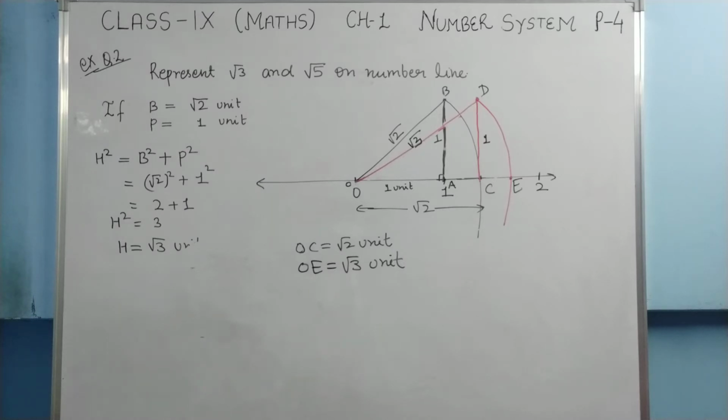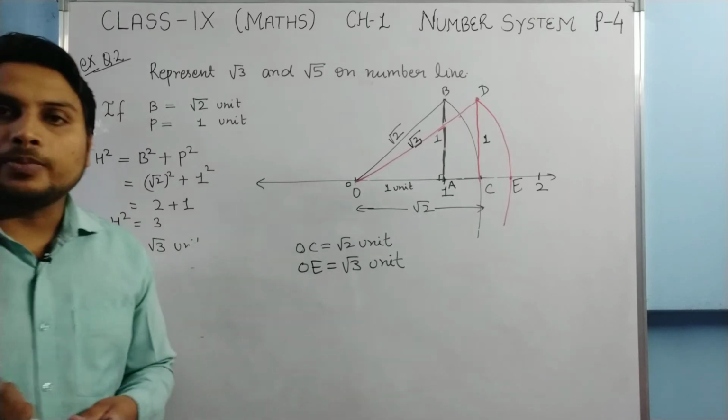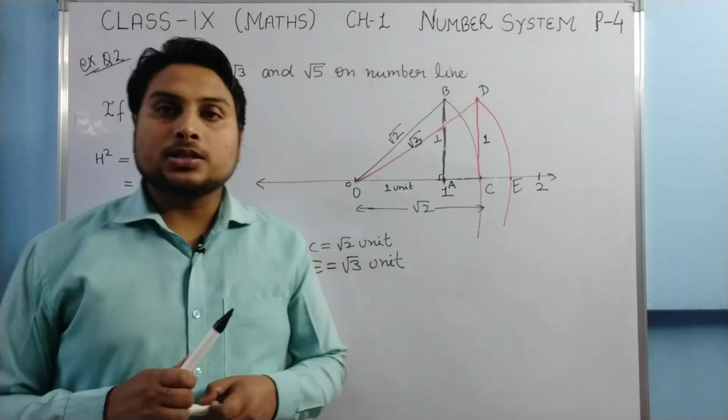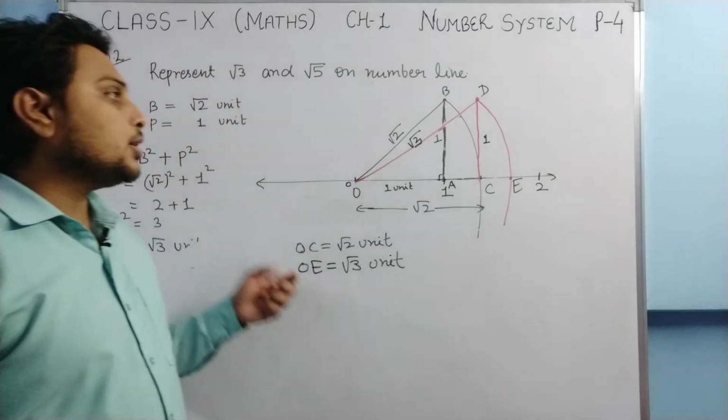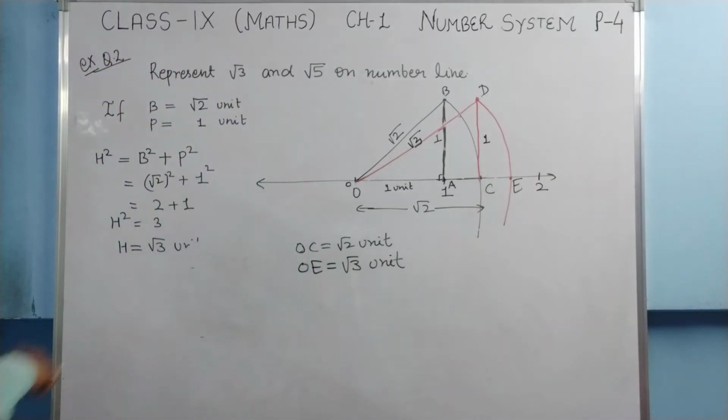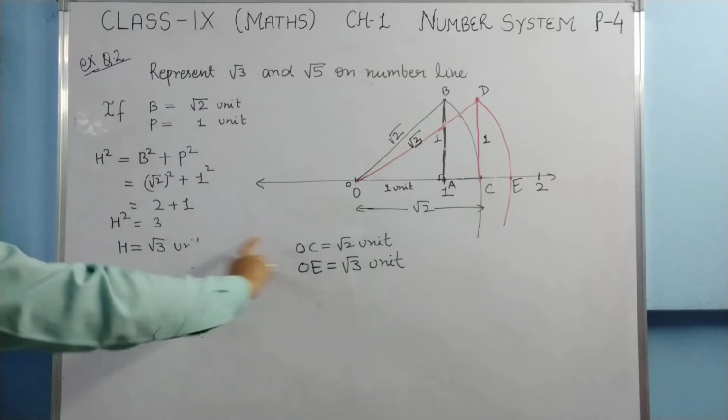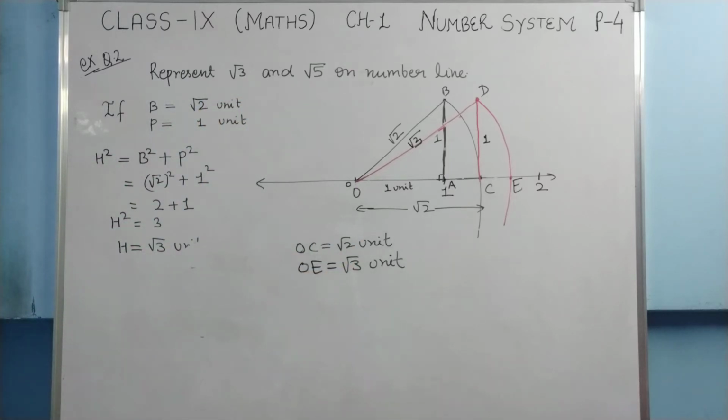By the help of root 2 only we can represent root 3 on the number line, otherwise not. So students, just note it down. This is the representation of root 3 on the number line. Note it down, then I will tell you the representation of root 5 on the number line. Pause the video and note it down.